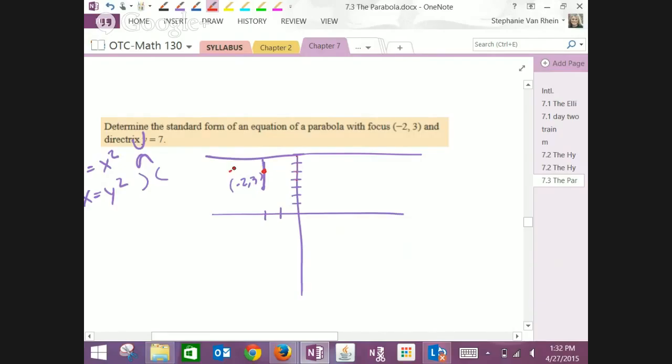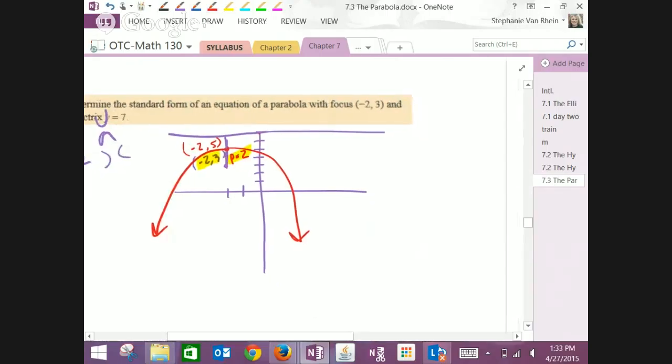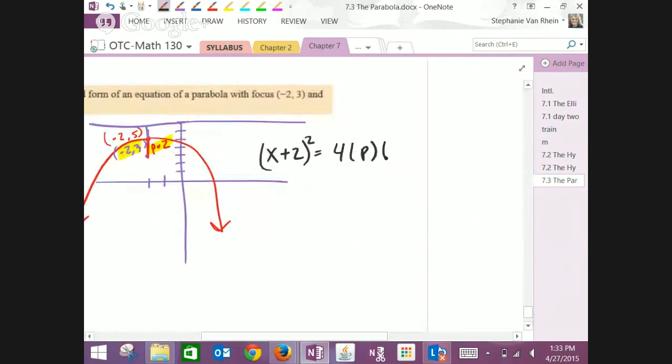So this point is minus 2, 5. So that tells me this distance P here is 2. Then I know I open down, and I have everything I need. I have my center, and I have my P, right? The x component is what's squared. So I have x plus 2 squared equals 4 times P. I'm going to go ahead and write just P real quick.